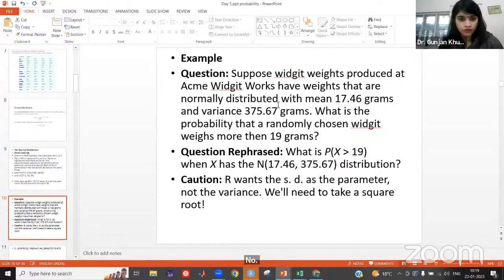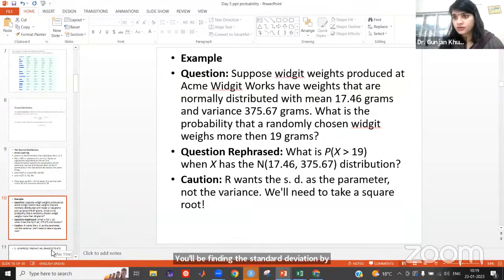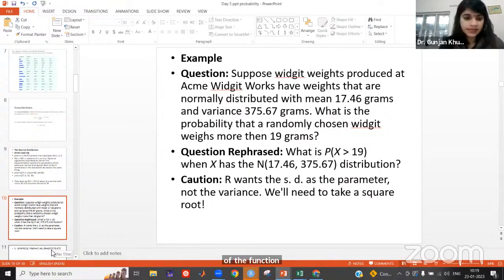So how do you calculate the square root? By which function? SQRT. So all of you, please do it and tell me the value. I will write pgdav within bracket 19, comma, mean is equal to 17.46, comma, standard deviation is equal to square root, SQRT, 375.